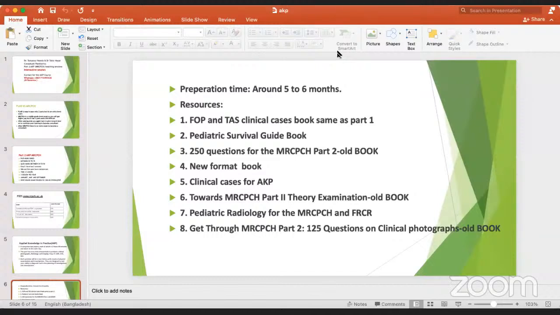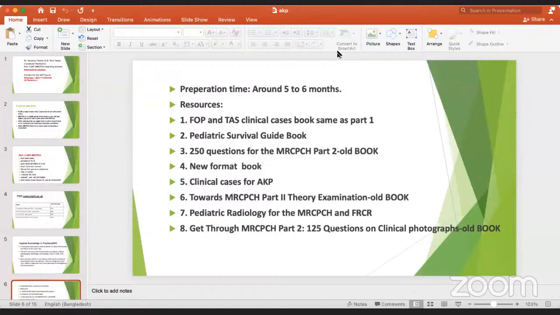So you have to know what scenario-based questions, what kind of data, and what kind of pictures come in MRCPCH. Now for radiology, as Dr. Tahir will take your session today, the radiology for MRCPCH book is very good, but this is not enough.